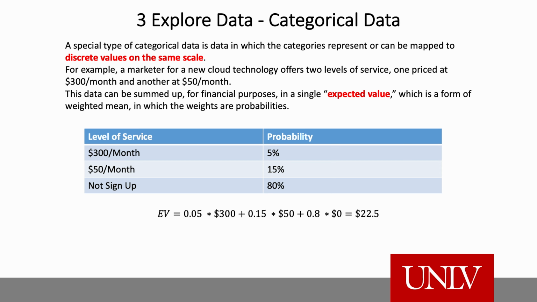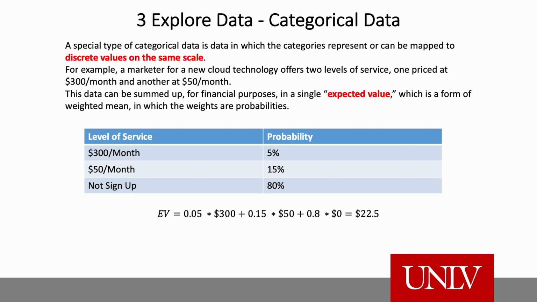Sometimes, categorical data represent outcomes that can be mapped to meaningful numerical values. For example, imagine a cloud service company offering two subscription plans, one priced at $300 per month and another priced at $50 per month. To generate leads, the company hosts free webinars. Based on historical data, they estimate that 5% of attendees will subscribe to the $300 plan, 15% will subscribe to the $50 plan, and the remaining 80% will not subscribe at all.